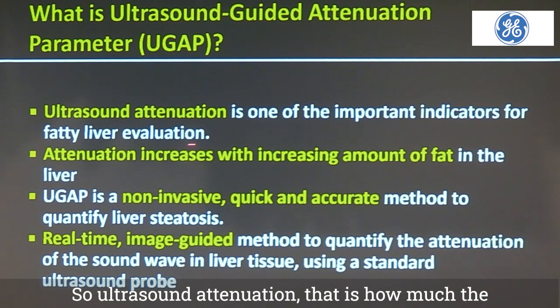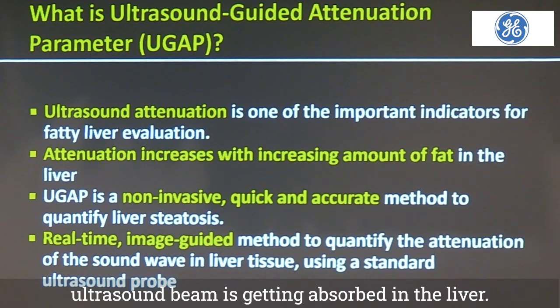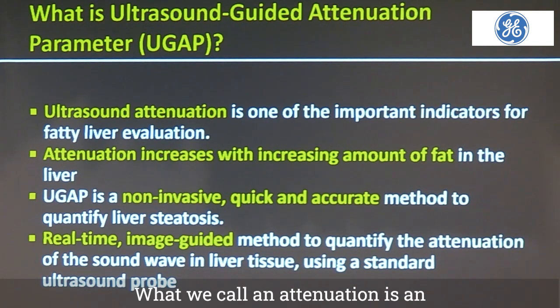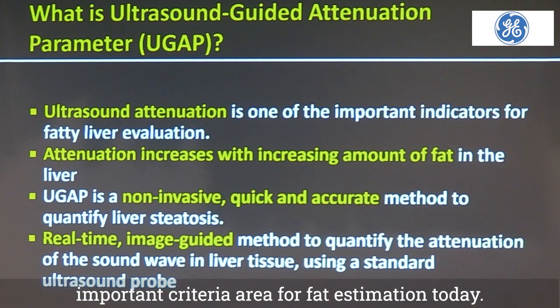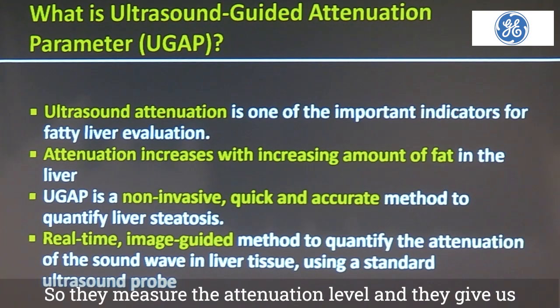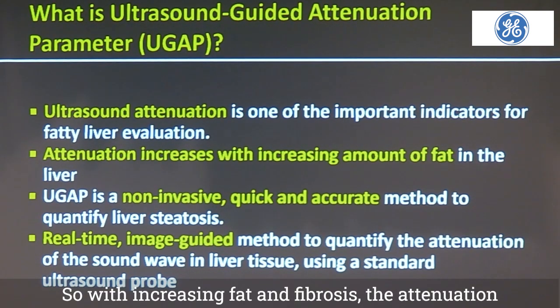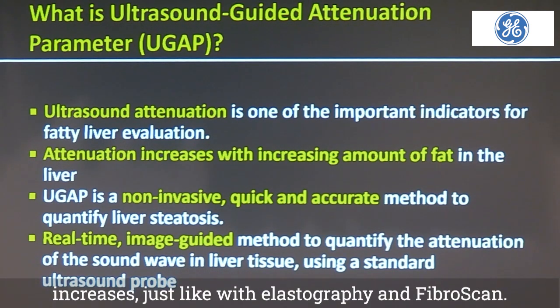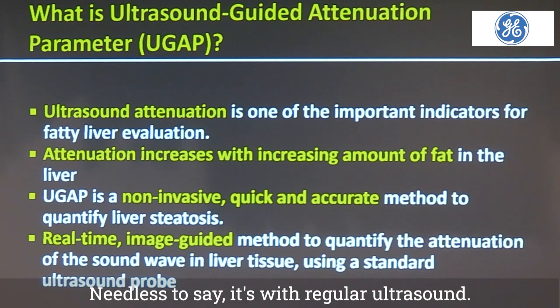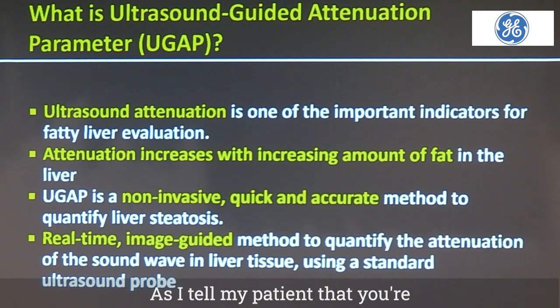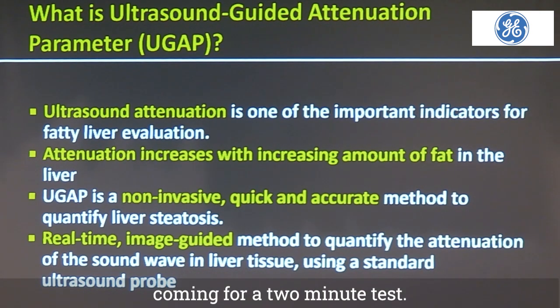So ultrasound attenuation, that is how much the ultrasound beam is getting absorbed in the liver, is an important criterion for fat estimation today. They measure the attenuation level and give us values. With increasing fat and fibrosis, the attenuation increases, just like with elastography and fibroscan. And needless to say, it's with regular ultrasound, so it's a quick 2-minute test, as I tell my patient: you're coming for a 2-minute test.